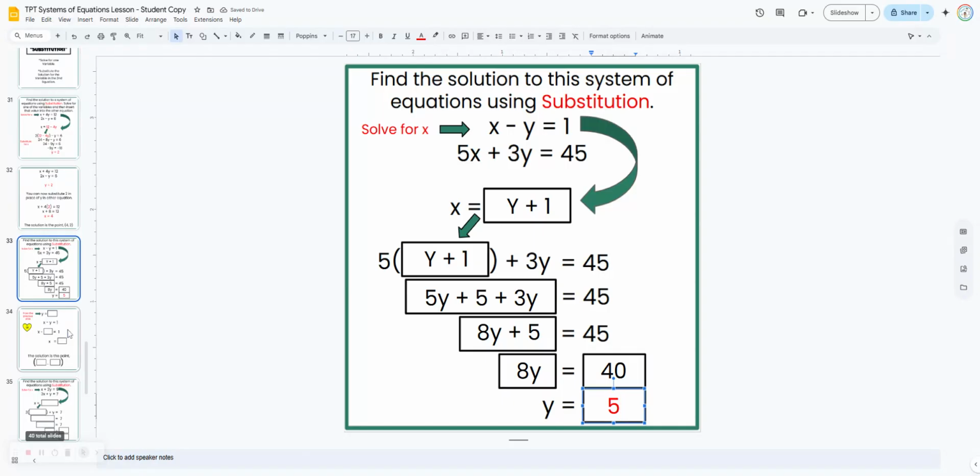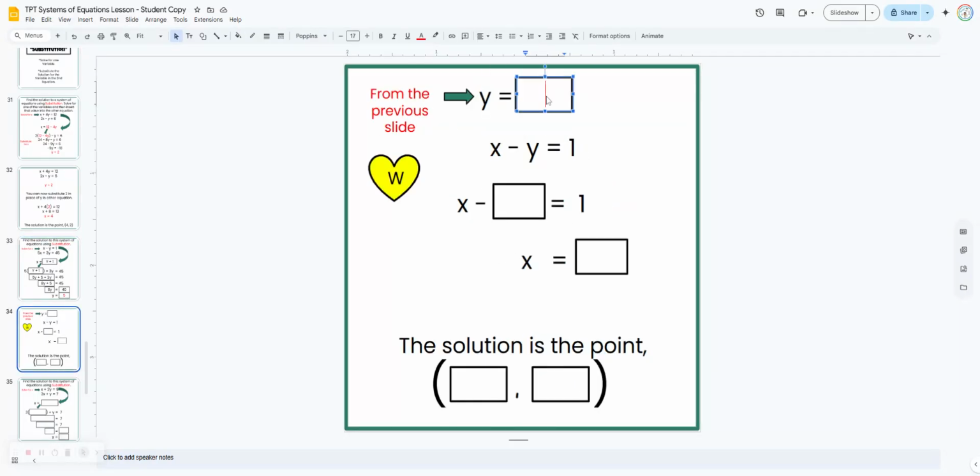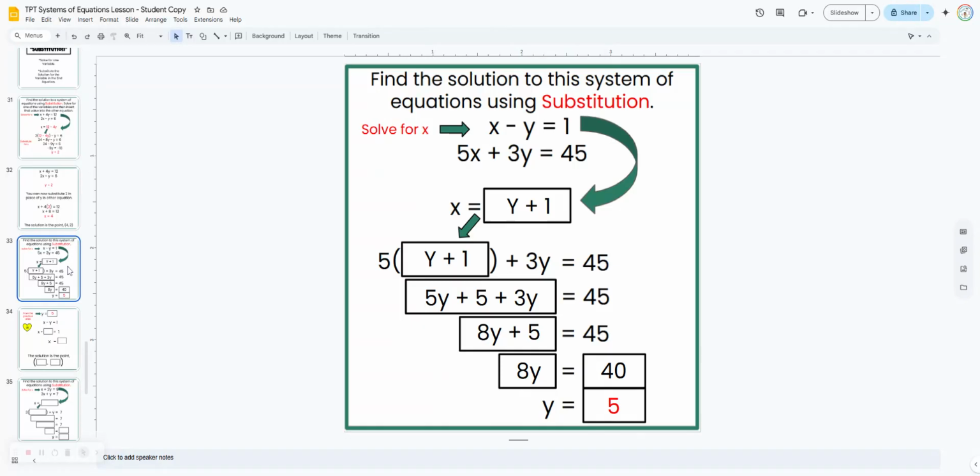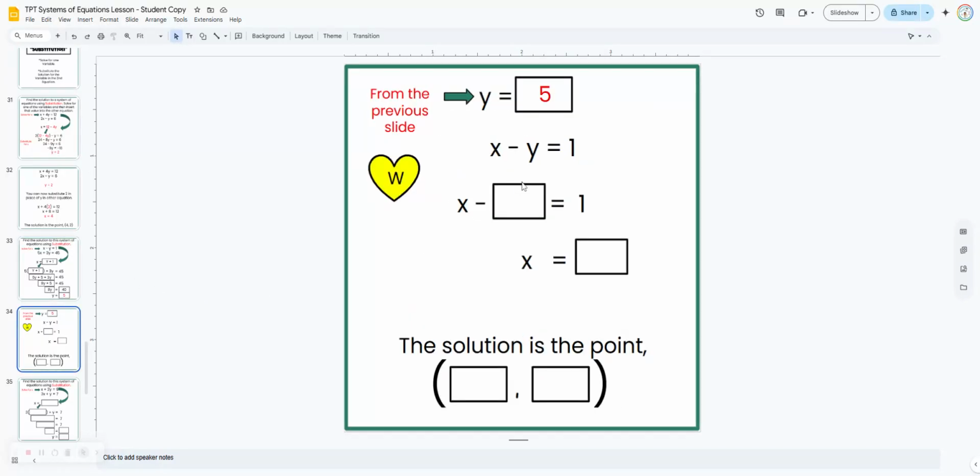Now I'm going to go to the next slide. I have y equals 5. Now I'm going to substitute in, was it the second equation? I think, no, it was the first equation. So I'm going to substitute 5 for y in the second equation. I get x minus 5 equals 1. If I add 5 to both sides, I get x equals 6. Now I have my two coordinates, 6, 5.